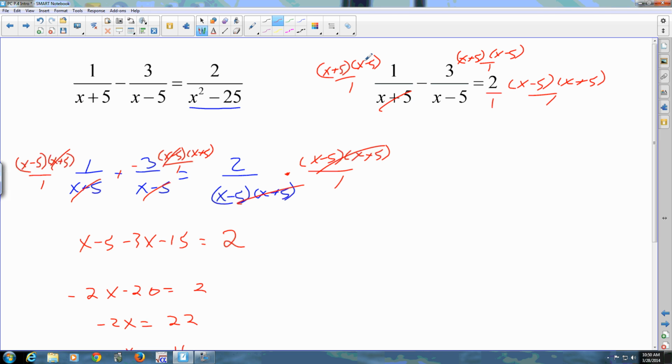Here the x plus 5 cancels just like it did in this last one over here. So you get x minus 5. I'm going to move that subtraction up so I don't lose it. So then minus 3x minus 15, just like it was here. But this right side, nothing's canceling. Remember, this was x squared minus 25 before, times 2.